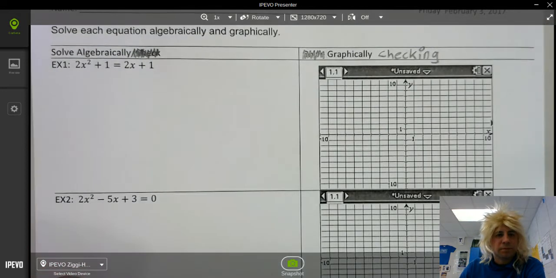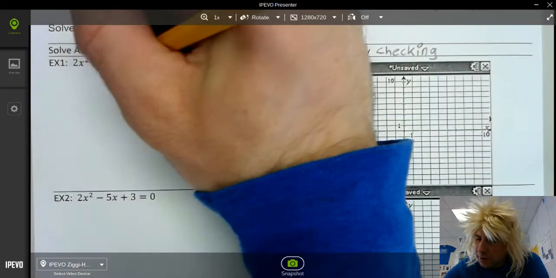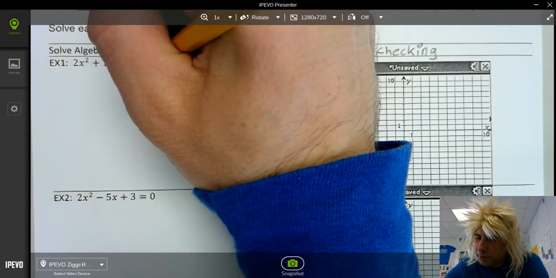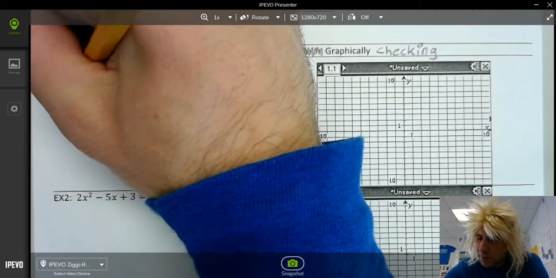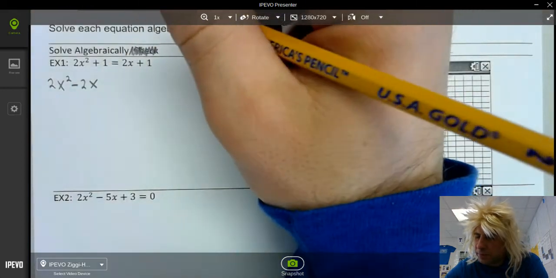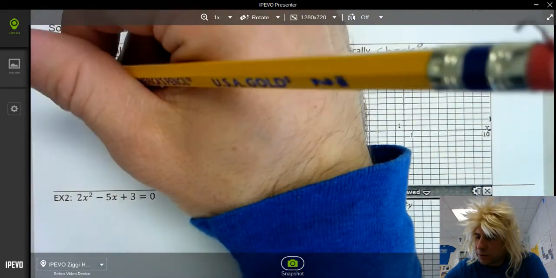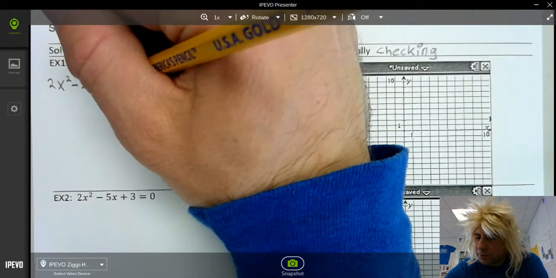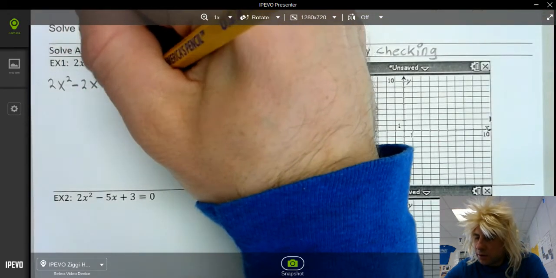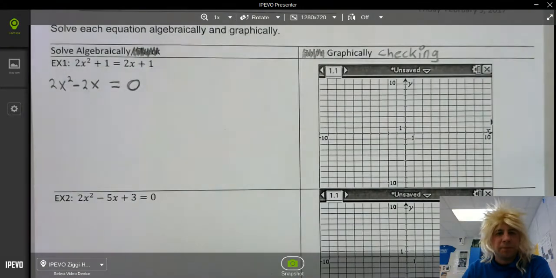Okay. All right. So to solve example number 1, you need to move everything to the left side. So we're going to subtract 2x and subtract 1 from both sides. When you do that, you get 2x squared minus 2x. Now, when you subtract 2x, that's here, but when you subtract 1 from 1, you get 0, so you don't need to put the plus 0, and that equals 0 because you subtracted them.